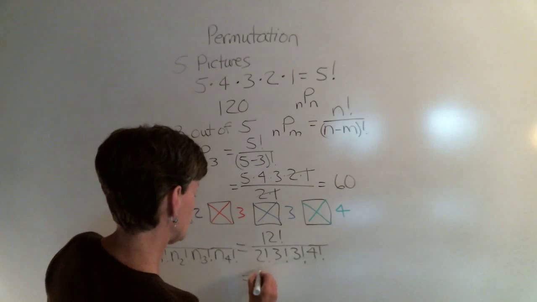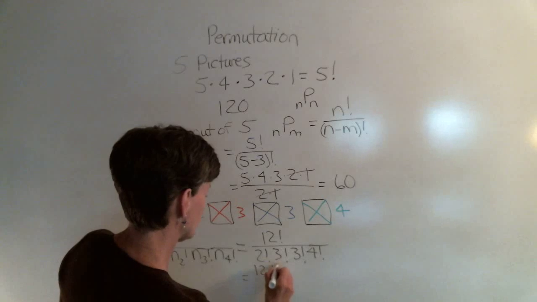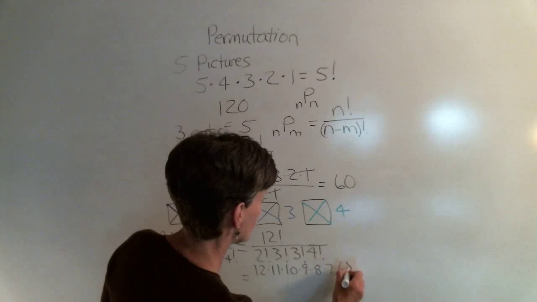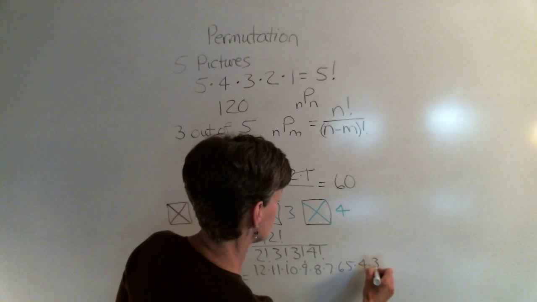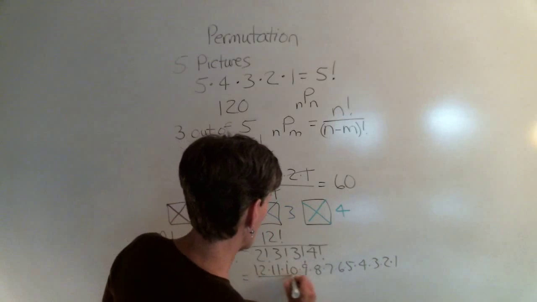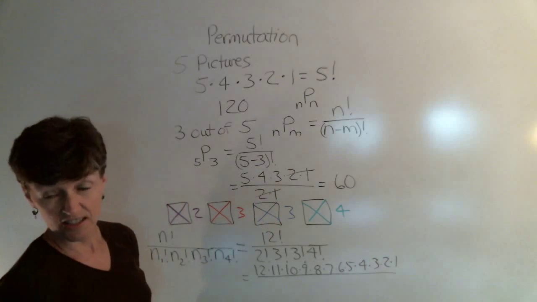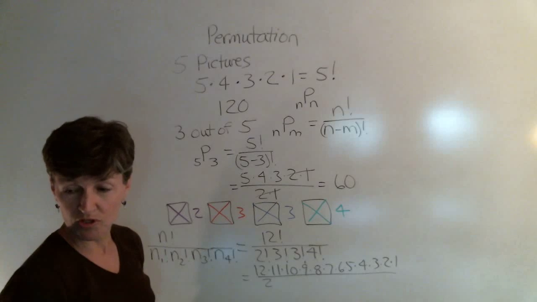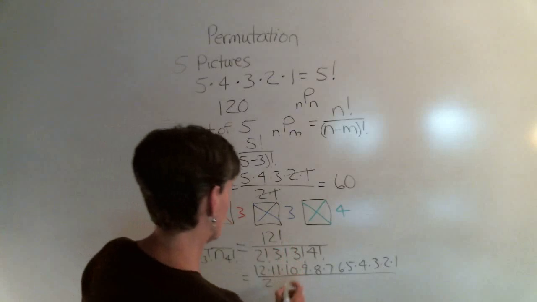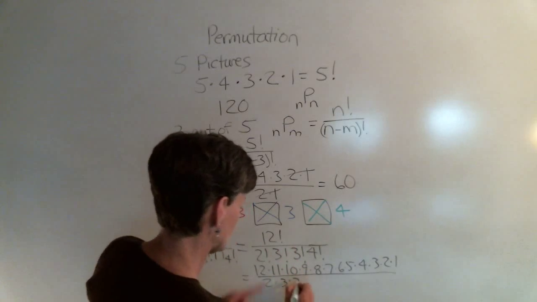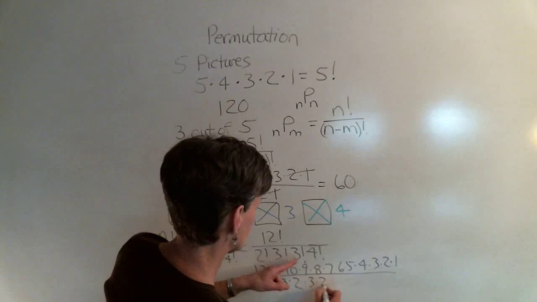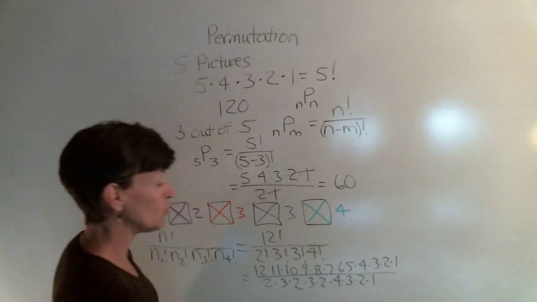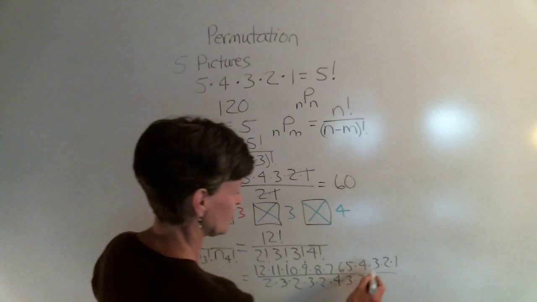Well, that's going to be 12 times 11 times 10 times 9 times 8 times 7 times 6 times 5 times 4 times 3 times 2 times 1 over, yes, I'm writing all of those out, 2, now I'm going to leave off the times 1s. They're going to go away anyway. So 2 times 3 times 2 times 3 times 2 times 4 times 3 times 2. I'll go ahead and throw that one in there because I'm going to start canceling stuff out.